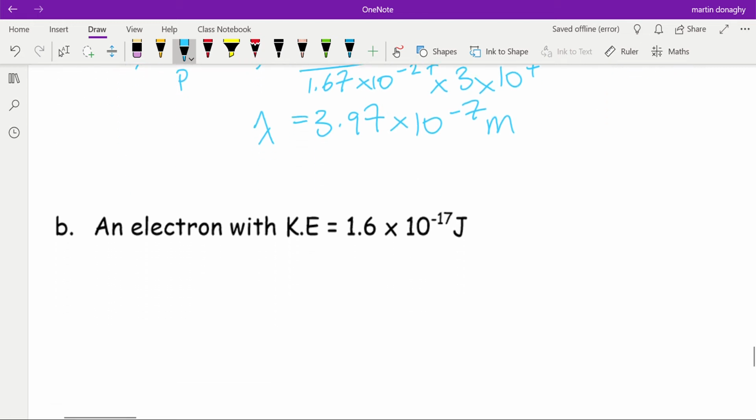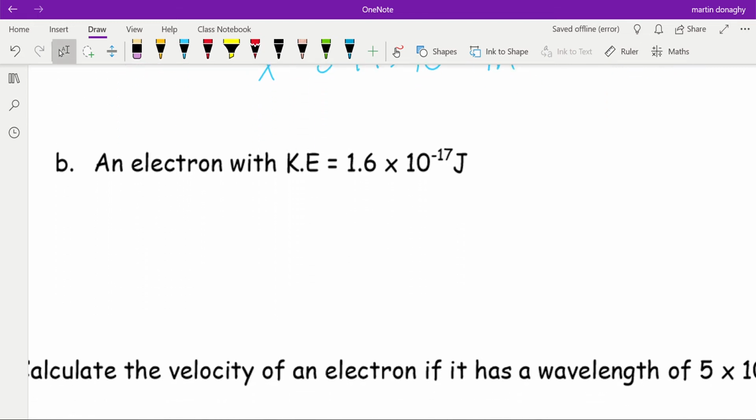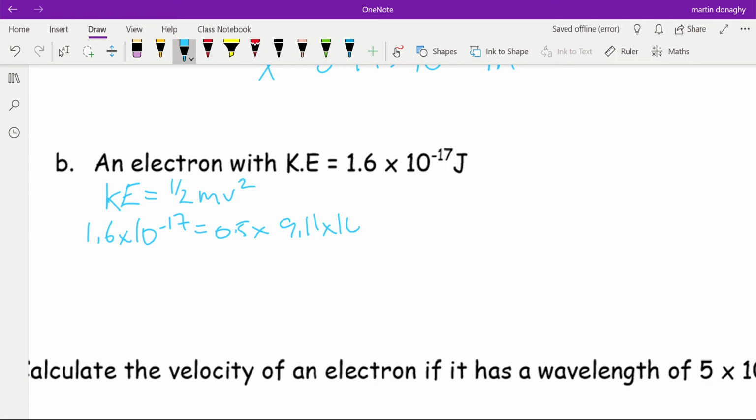B, a little bit trickier. We are told an electron has a kinetic energy of 1.6 by 10 to the minus 17. So we need to start off with our kinetic energy equation, equals a half mv squared. Putting in our values, mass of an electron is 9.11 by 10 to the minus 31 times v squared. Rearranging that gives you v is 5.927 by 10 to the 6 meters per second.